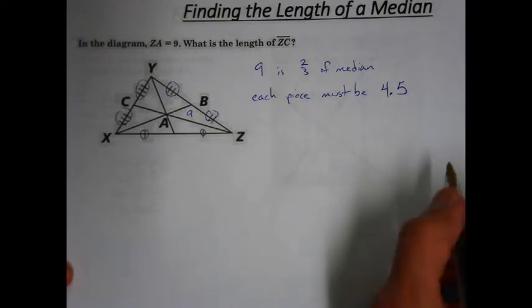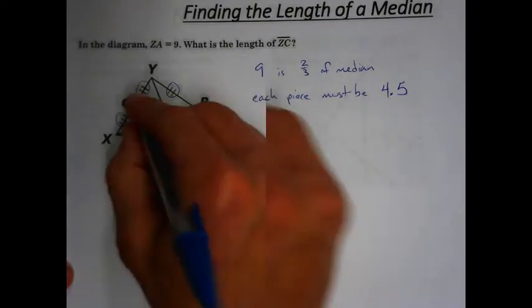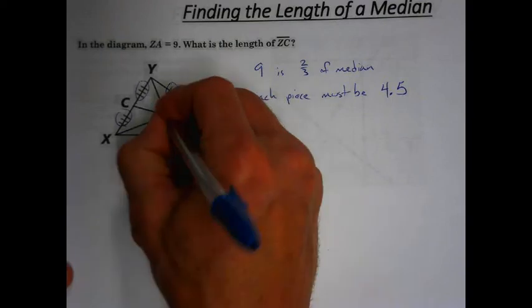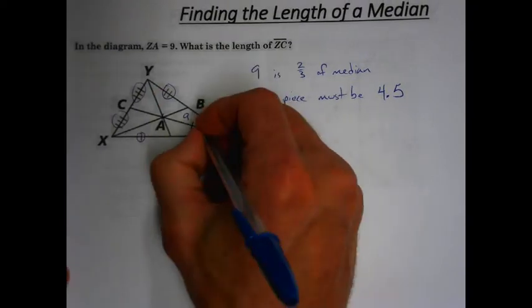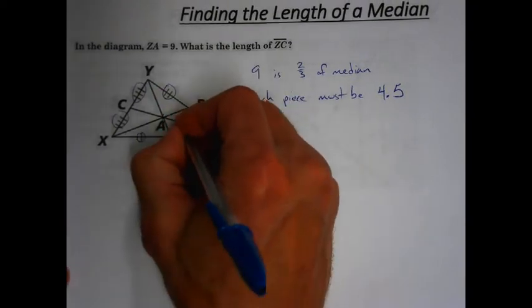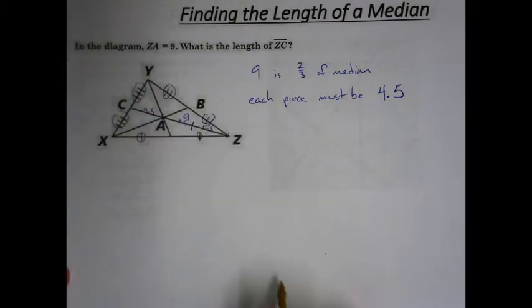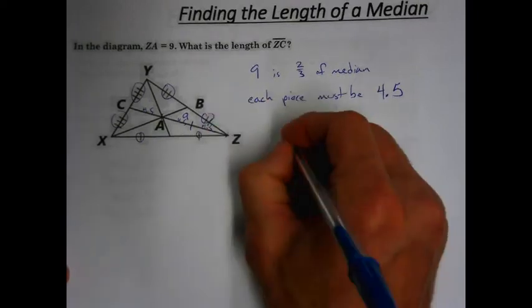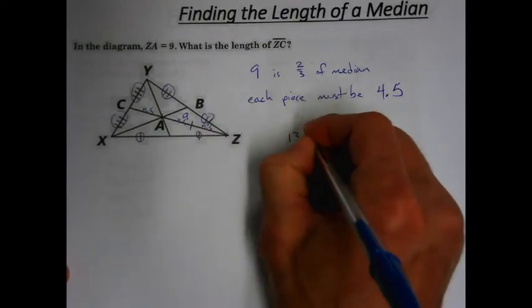That means the whole median from Z to C is cut into 3 equal pieces that are 4.5 each. 4.5, 4.5, and 4.5. So we have 9 plus 4.5, which is 13.5. So what is the length of ZC? 13.5. That would be the length.